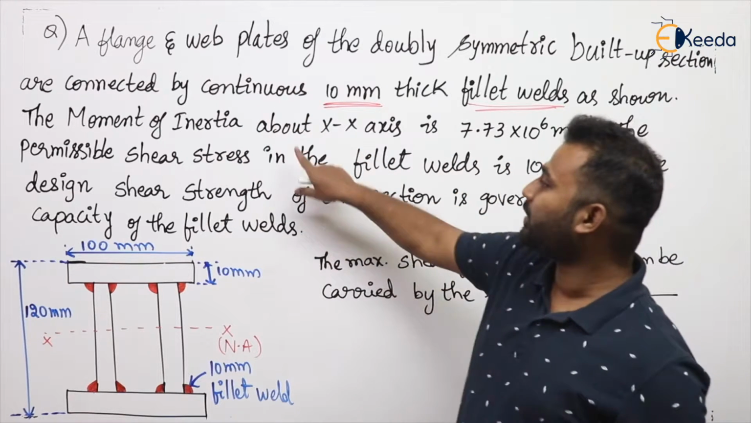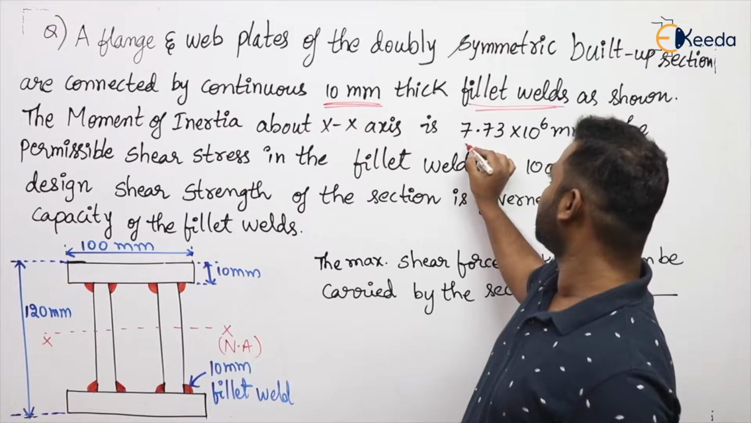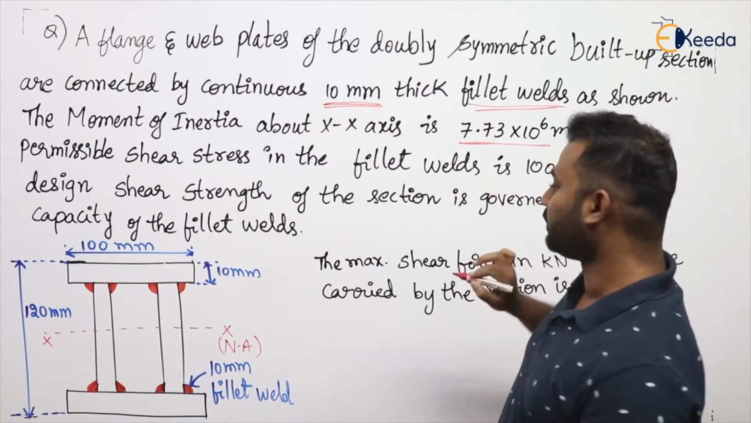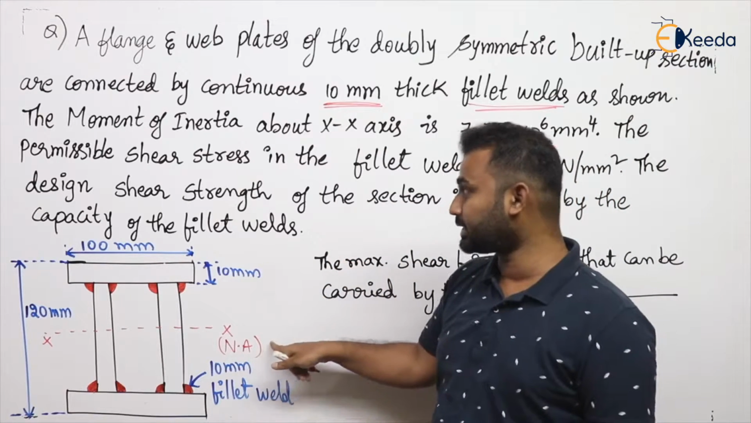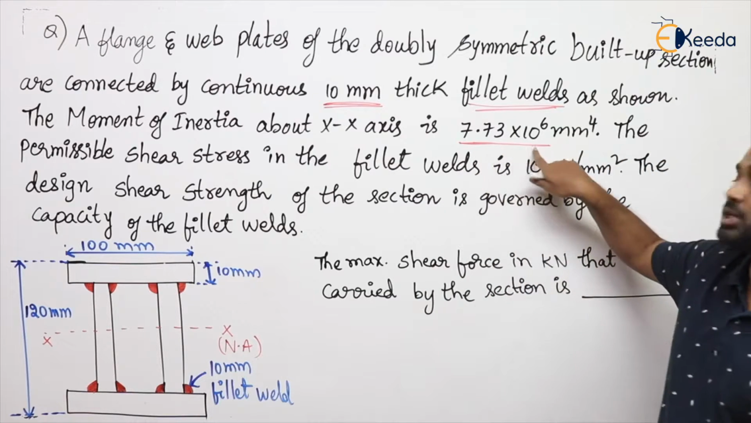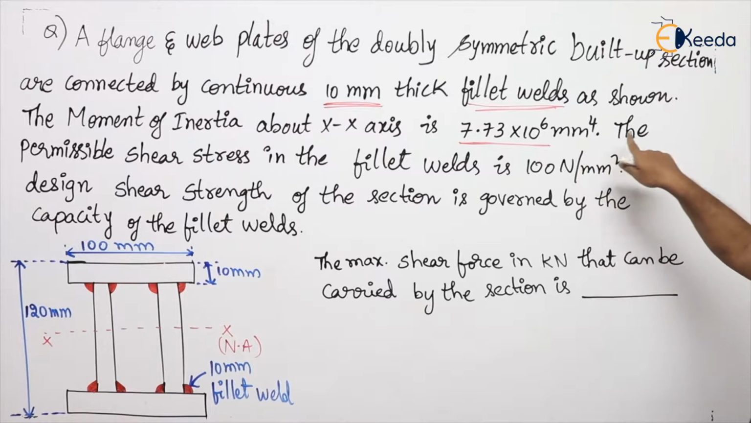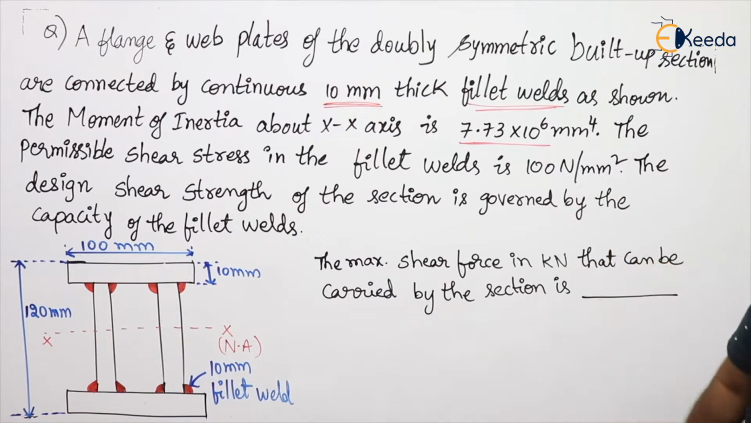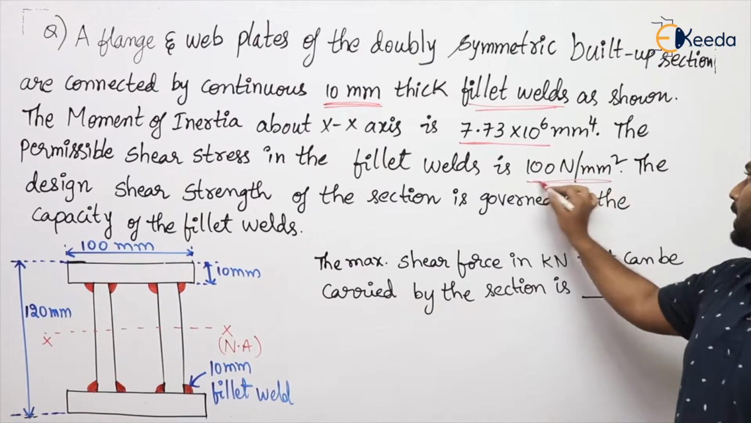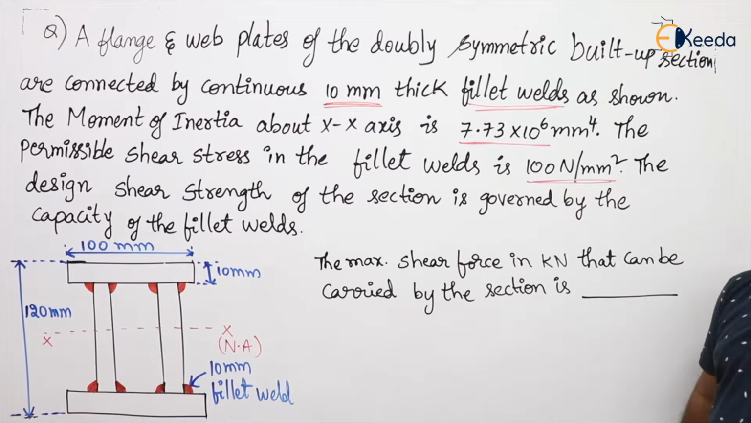Next, moment of inertia about XX axis. For this cross section, moment of inertia about XX axis is 7.73 into 10 to the power 6 mm to the power 4. This is also required information. Now the permissible shear stress in fillet weld is 100 Newton per mm square. This is also another information required to solve this question.